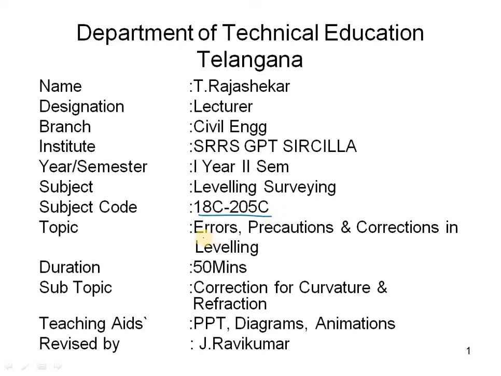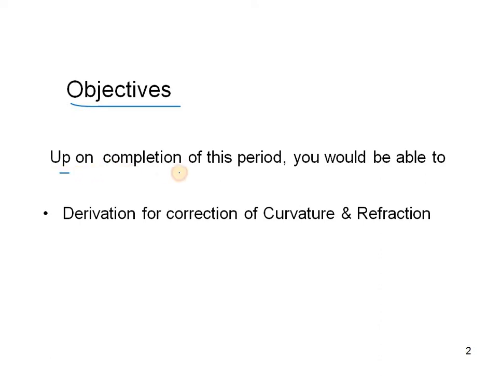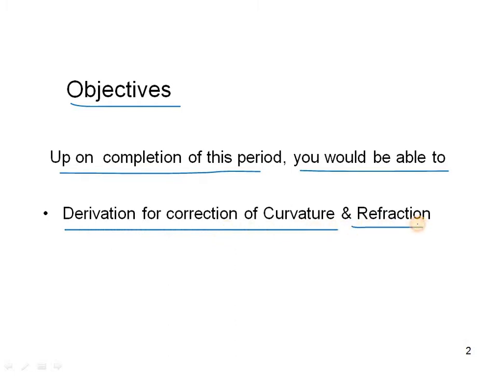And today we are going to discuss from Unit 3, that is errors, precautions and corrections in leveling. So this is our Unit 3 third chapter. Today we are going to see the topic of corrections for curvature and refraction. Objectives: on completion of this period you would be able to learn the derivation for correction for curvature and refraction.